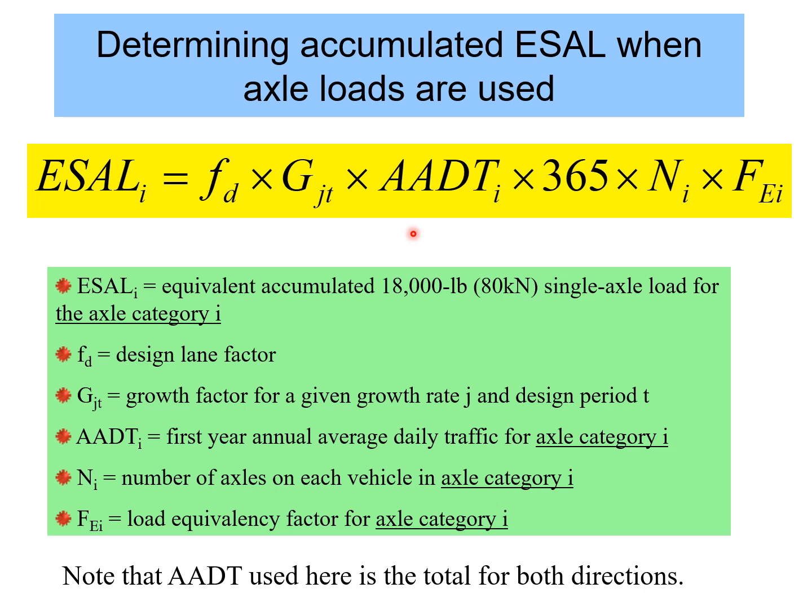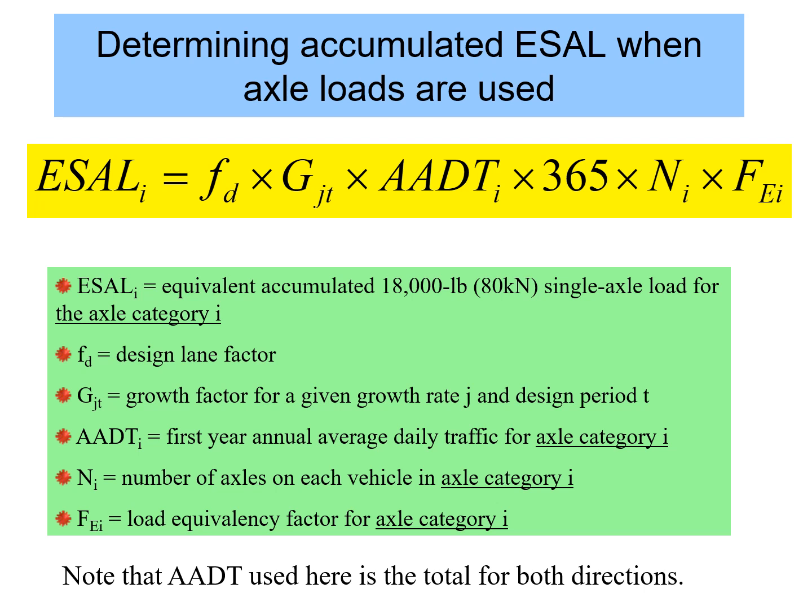AADT, this is the average annual daily traffic for the axle category I. And N sub I, that is the number of axles on each vehicle in axle category I. And F sub EI, that is the load equivalency factor for axle category I. Well, there is one important note given, that is the AADT used here is the total for both directions. So keep this thing in mind.